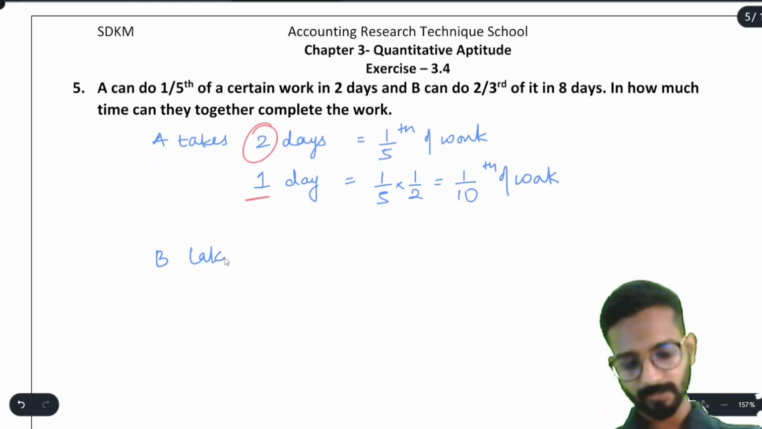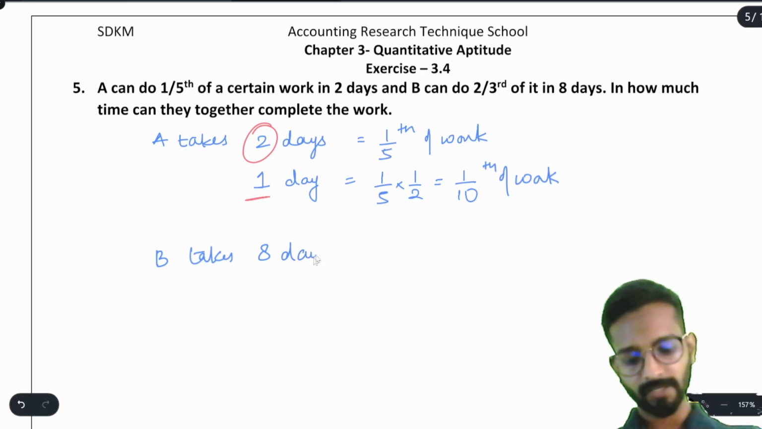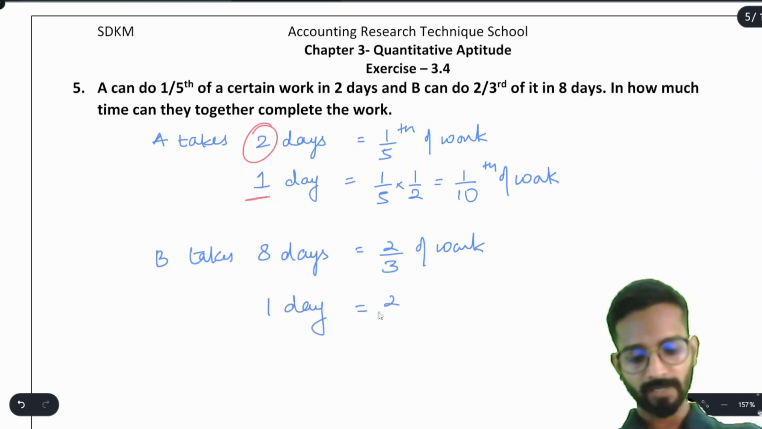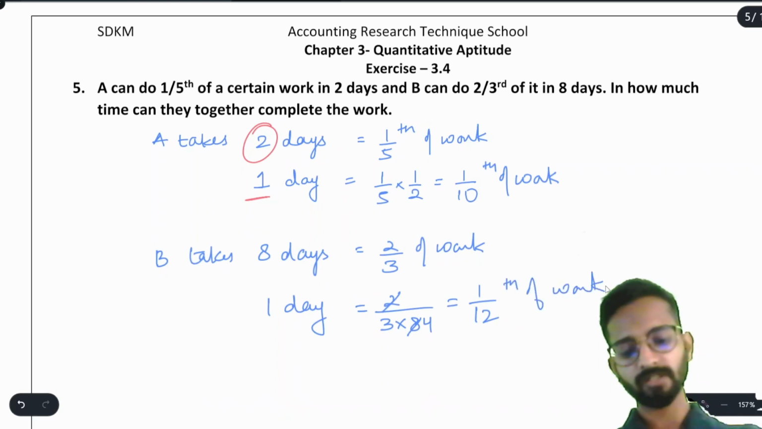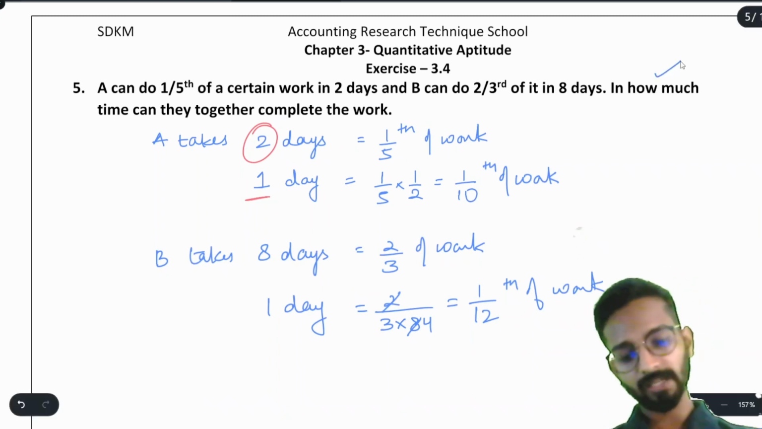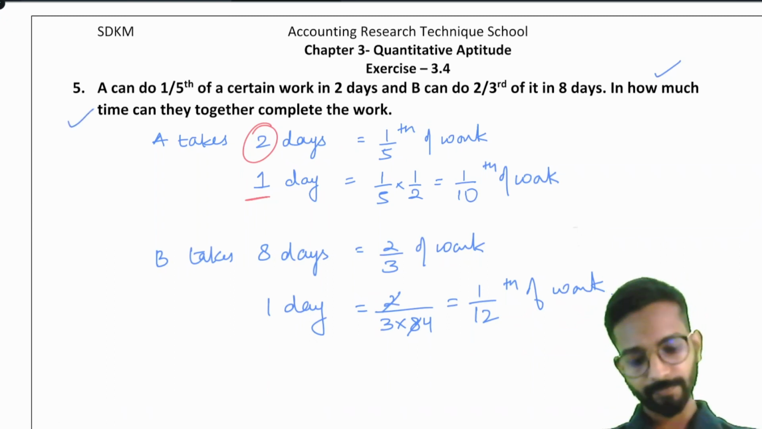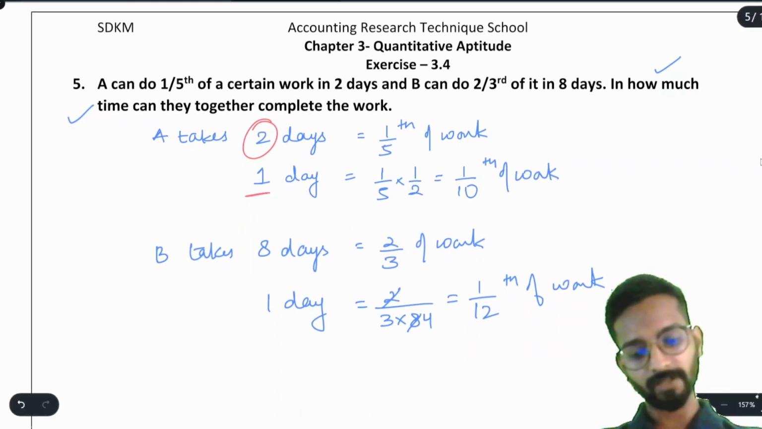B takes 8 days. B can do 2/3 of it in 8 days. It means B takes 8 days to complete 2 by 3 of work. So in one day, 2 by 3 multiply 1 by 8, that is nothing but 1 by 12. So 1 by 12th of the work is done. Now we have found out how much work they are able to complete in one day. Okay, now what question is asking, in how much time can they together complete the work? If they are talking about together, we have to add it.